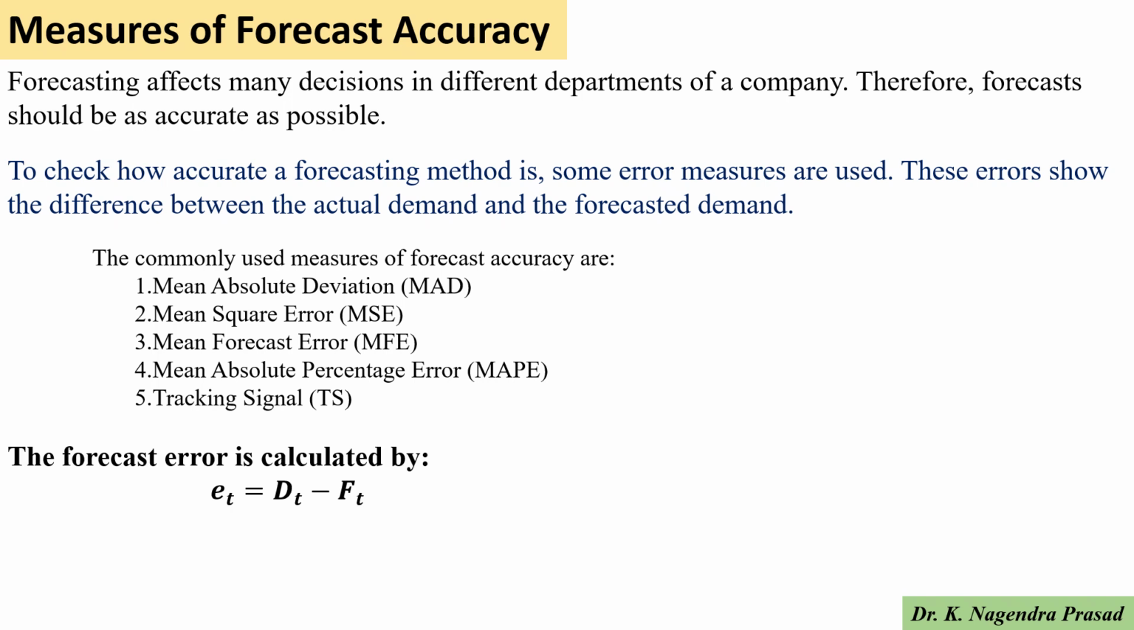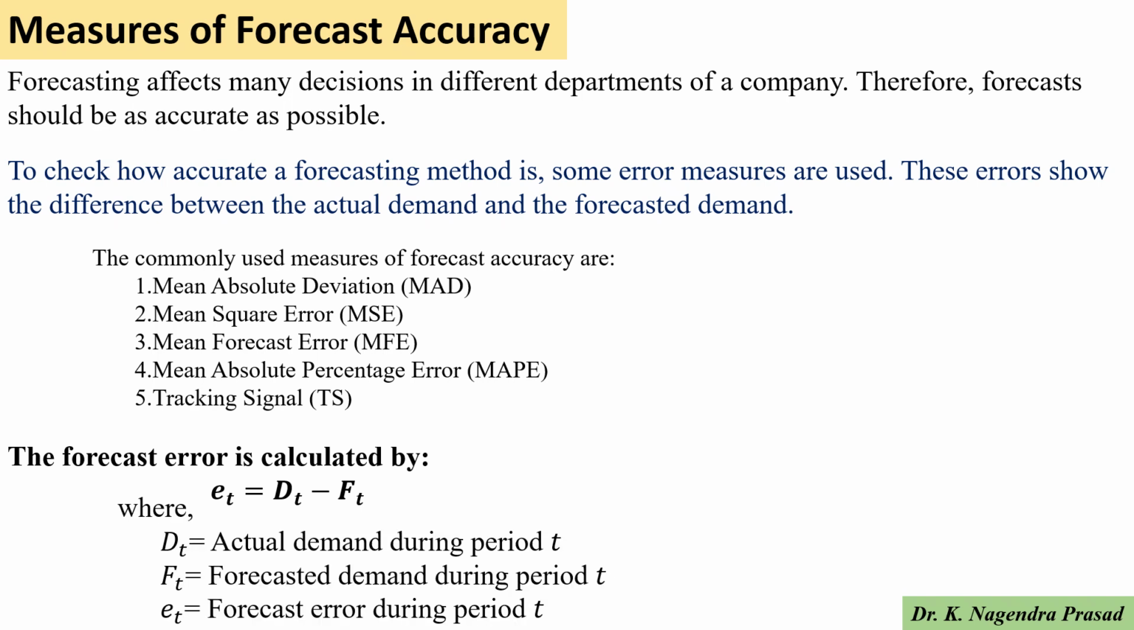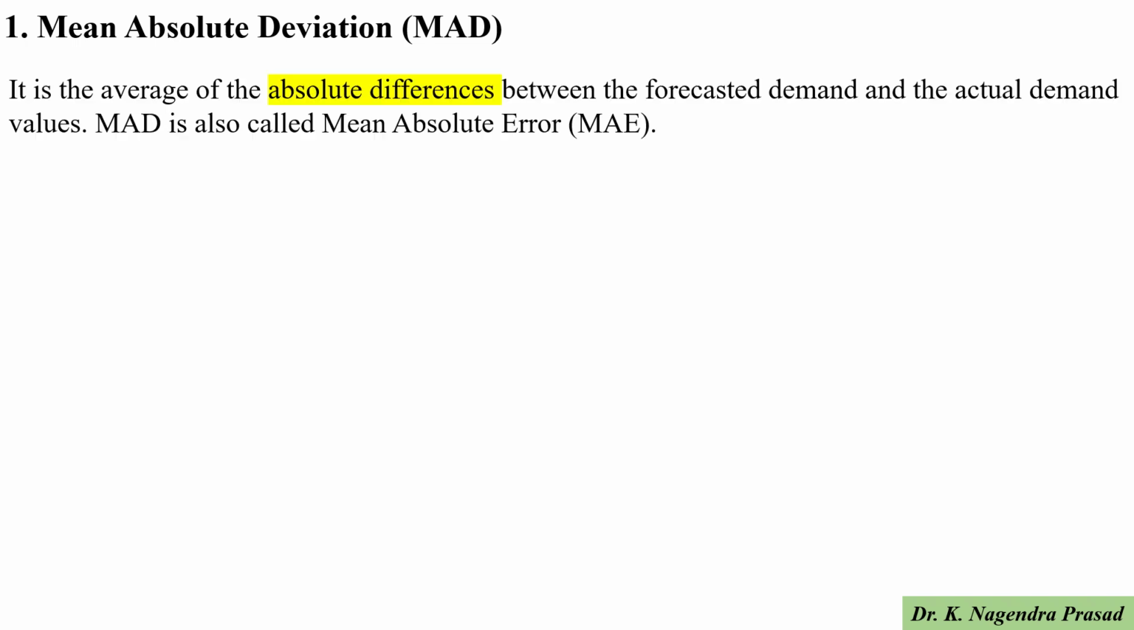So the forecast error is calculated by E_t equal to D_t minus F_t, where E_t is the forecast error during period t, D_t is the actual demand during period t, F_t is the forecasted demand during period t. Next we will discuss the mean absolute deviation, that is MAD.